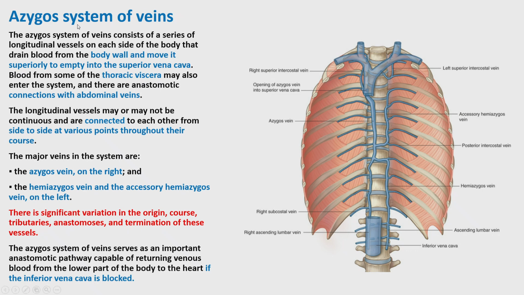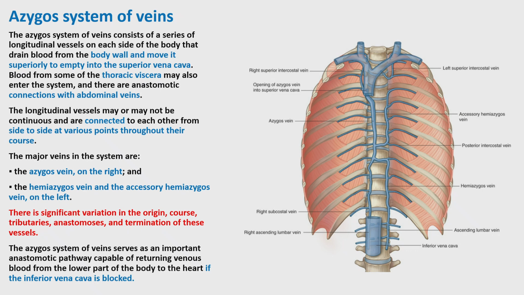So what is the azygos system? They are the longitudinal veins in the thoracic cavity. They run on the right side and on the left side, and finally they open to the superior vena cava. They play a very important role in connecting the superior vena cava and inferior vena cava together, which is called cavo-caval anastomosis. It means the connection between the superior vena cava and inferior vena cava.